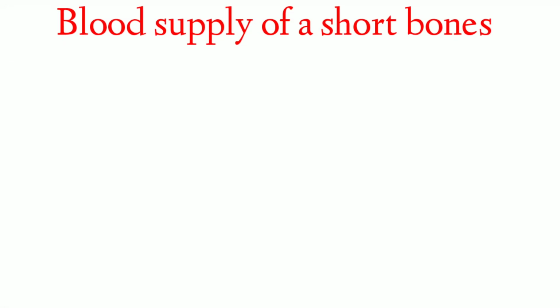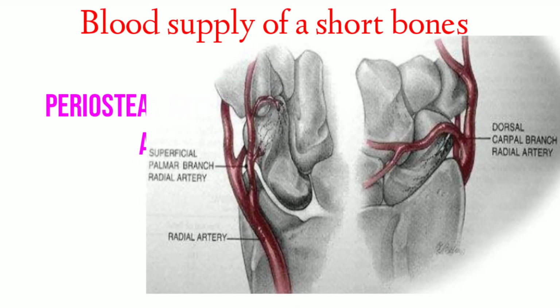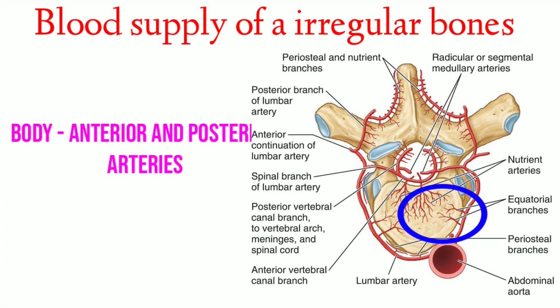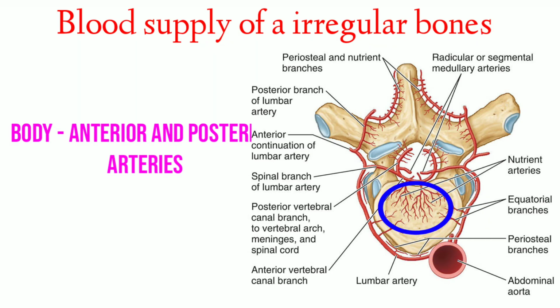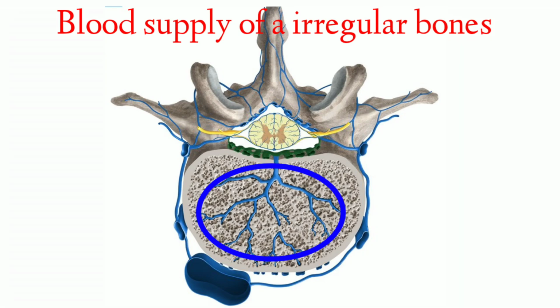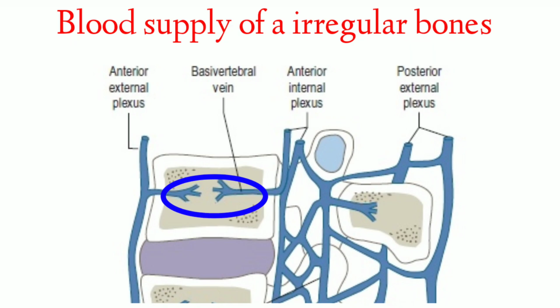Now, other than long bones, in short bones they are supplied by numerous periosteal vessels, and these vessels will enter the bone through non-articular surface of the short bones. In irregular bones like vertebrae, the body is supplied by anterior spinal artery and posterior spinal artery. These are special blood vessels for the vertebrae. The vertebral arch is supplied by a large vessel which enters through the base of transverse process. The bone marrow of vertebrae is drained by two large veins, that is basivertebral veins.